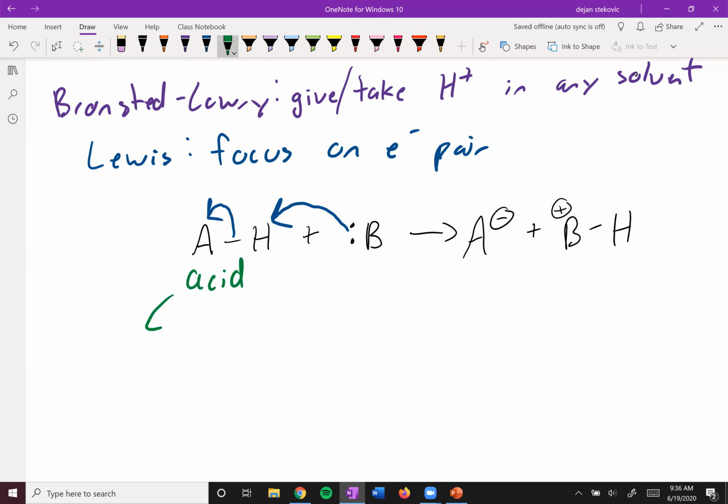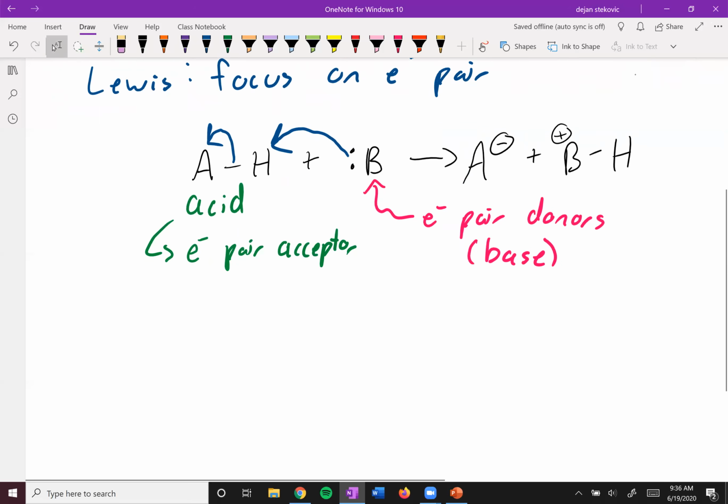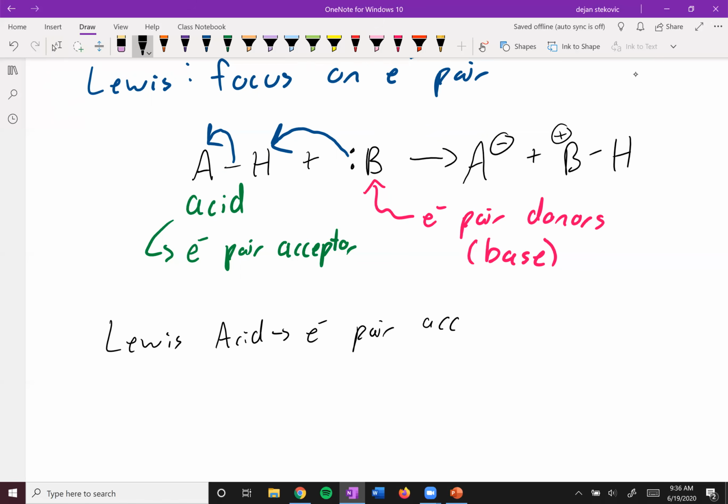So a Lewis acid, he defined this as an electron pair acceptor, while he said that bases are electron pair donors. Right? So we're not even focused on the H plus anymore. We're just talking about whether it's accepting or donating an electron pair. And again, a Lewis acid is an electron pair acceptor. So you can remember kind of acid, acceptor.